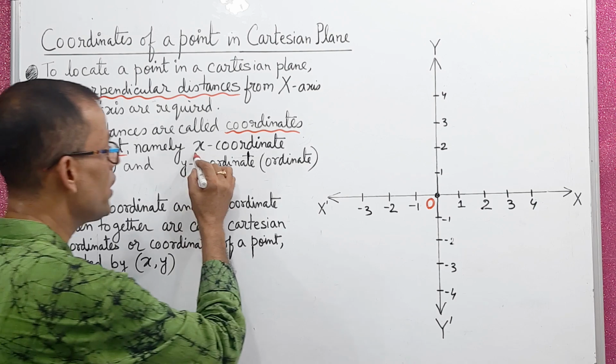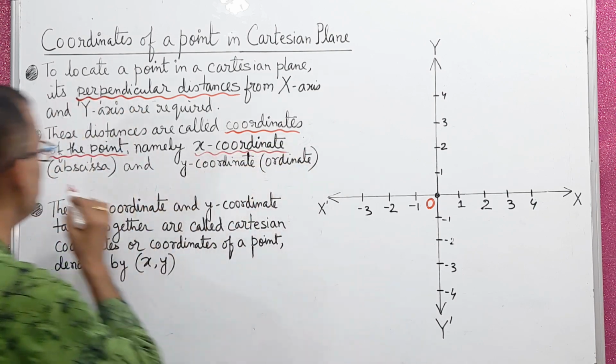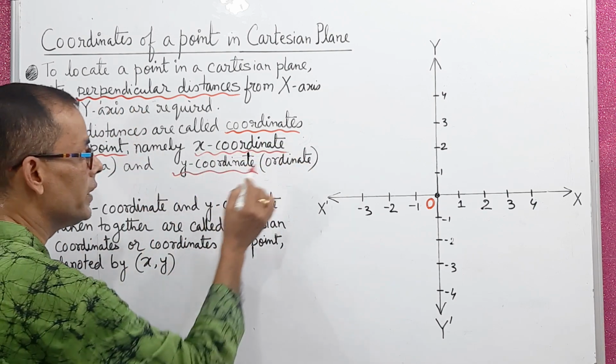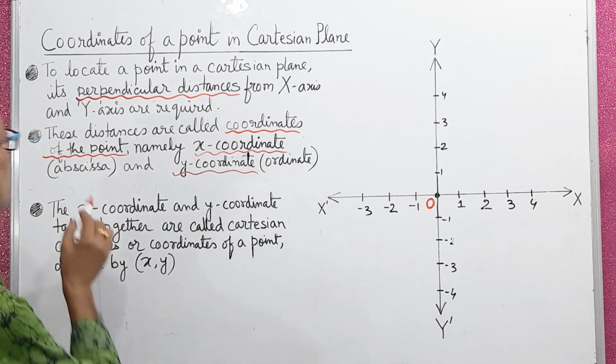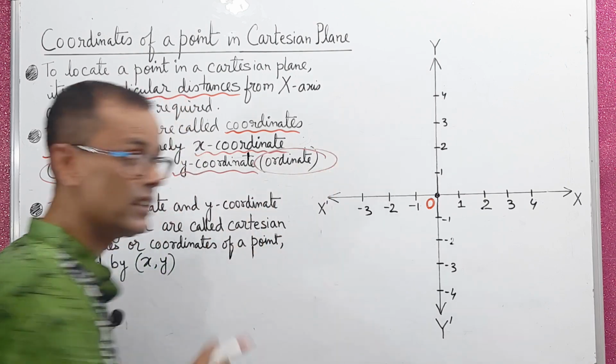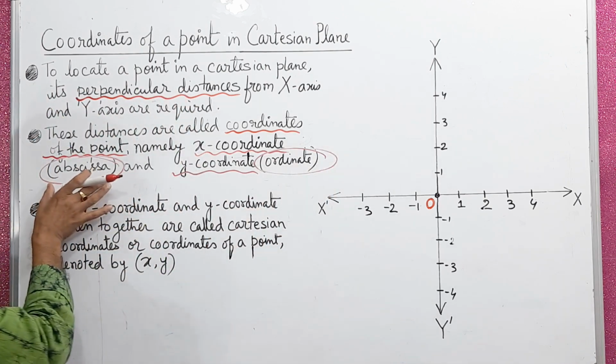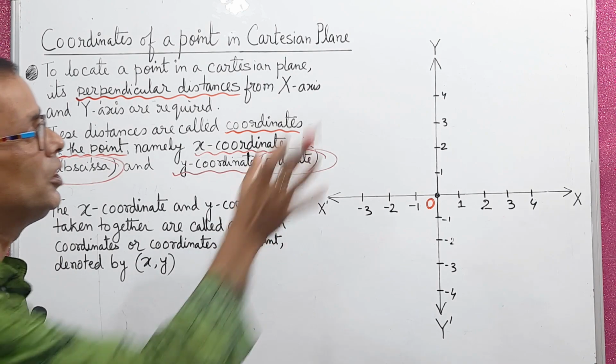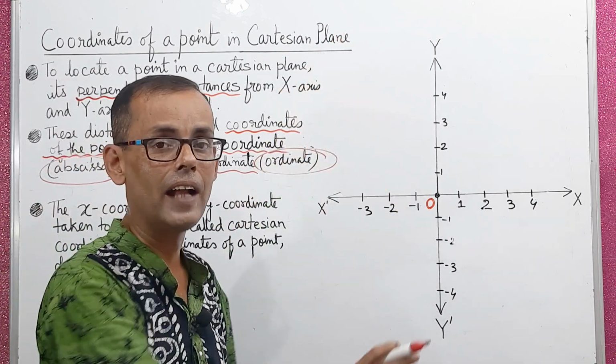Namely, x coordinate and y coordinate. The x coordinate is called abscissa, and the y coordinate is called ordinate. Clear? If it is not clear, it will be clear when I show you on this diagram.